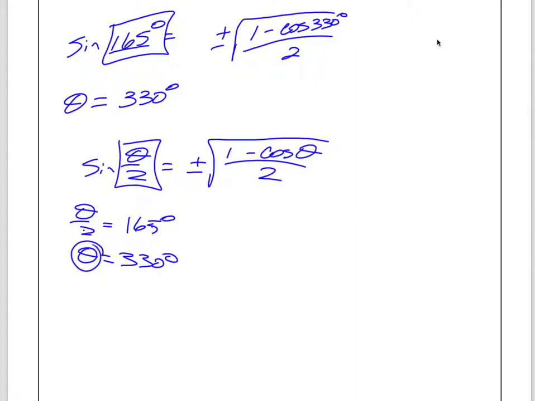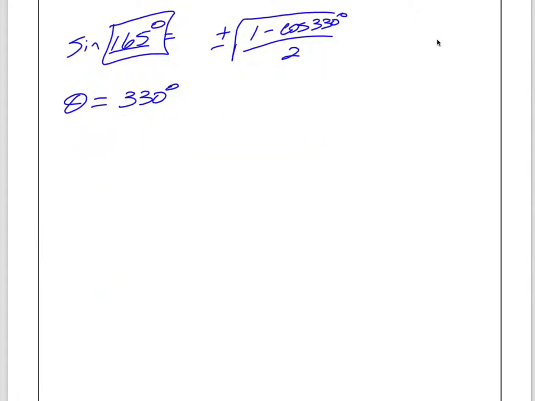Because I need to figure out what theta is because my problem has theta in it. So I multiply by 2 to figure out what theta is. Once I figure out what theta is, then I plug that in to the formula. Okay, what do I need to be able to evaluate cosine of 330?